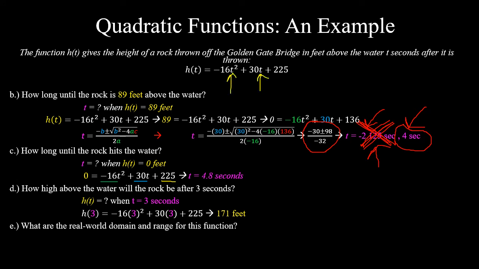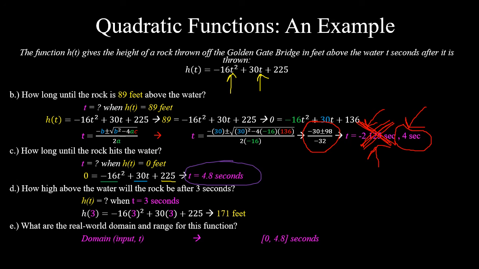How much time can go by before this rock hits the water is really what I'm asking you. Well, we already know that. We know it took 4.8 seconds for this rock to hit the water. So that means that our domain, our input time, is going to go from 0 seconds, just right before we throw the rock, to 4.8 seconds, because then it hits the water, and our function's basically over for our purposes. After 4.8 seconds, it's hit the water, we're done.